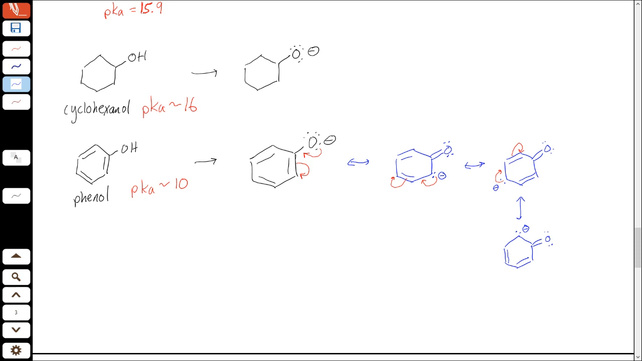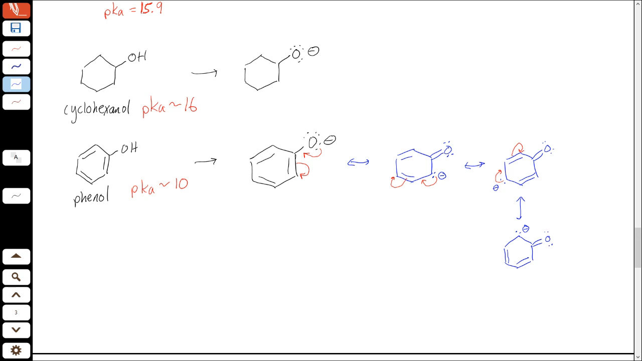Now, if we're judging resonance forms, like which ones are better, we don't usually put negative charges on carbon. We don't think of that as a stable situation, really, because we know that carbon-hydrogen bonds have a pretty high pKa. But they do contribute. There still is that resonance going on. It's not evenly weighted, but it's still happening. So that means that that negative charge on the oxygen is delocalized a little bit.